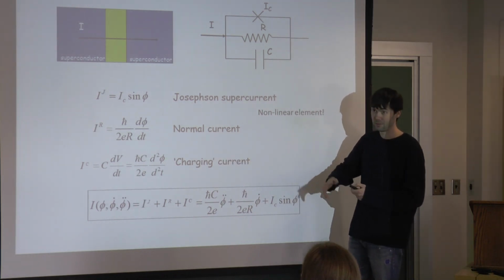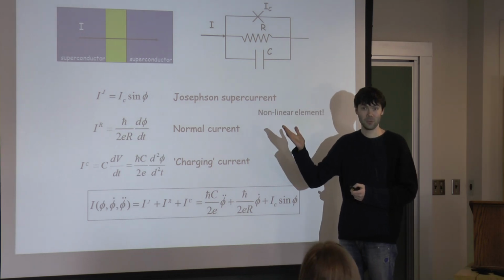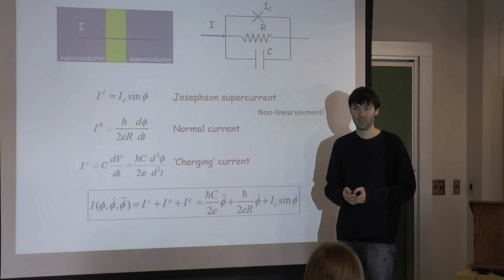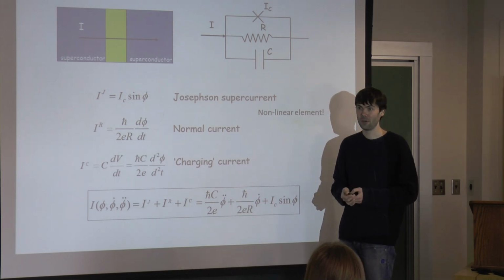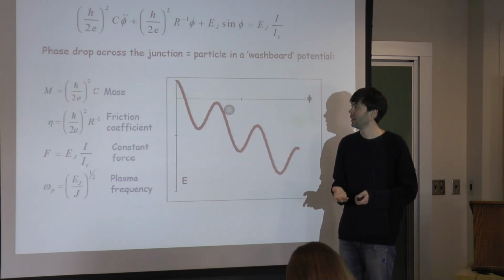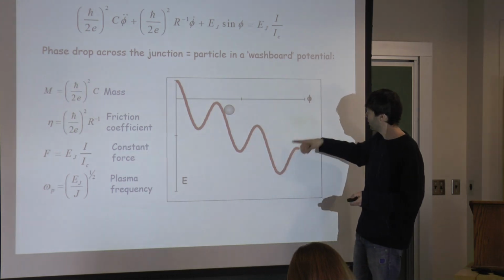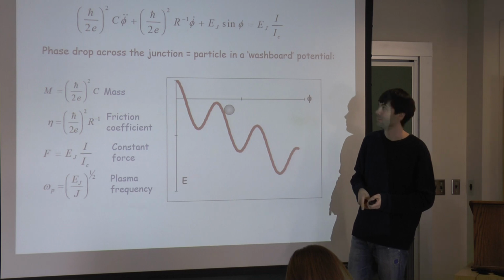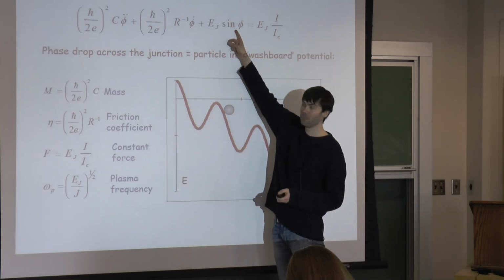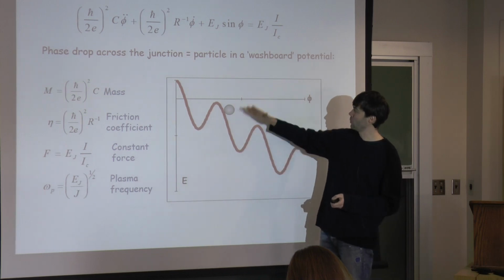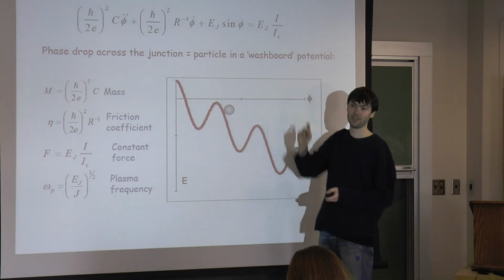So we started with something very obscure, the phase difference that determines all the properties of this junction. Now all we need to think about is a ball in this kind of a periodic sinusoidal potential. Yeah, because we have this sine phi term, which gives us the sinusoidal potential. And this slope turns out to be an external bias, a current bias.